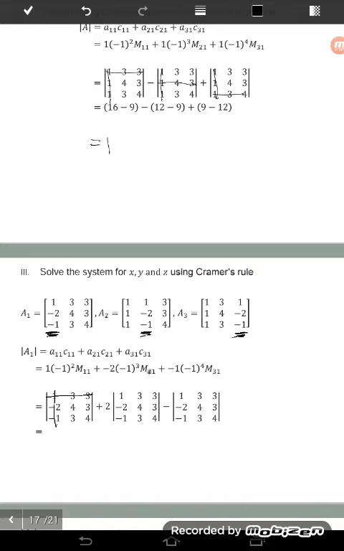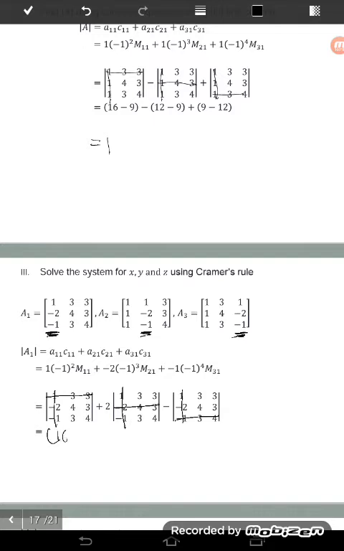Okay, and then M21, close row number 2, column number 1. And then negative 1 times negative 1 power of 4, so this one positive 1 times negative 1, negative 1. M31, so close row number 3, column number 1, then calculate.